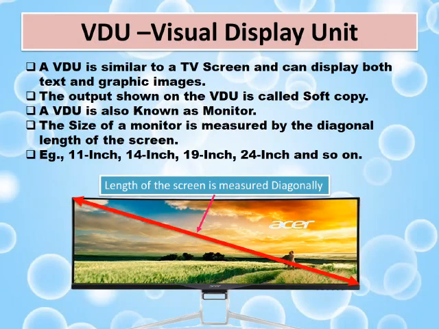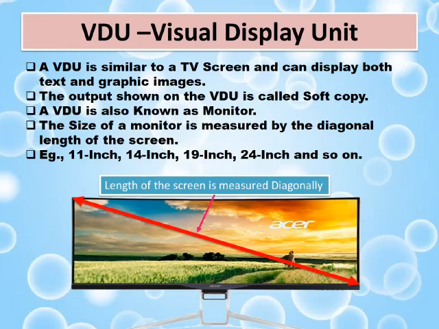Now let's know about the visual display unit, VDU. It is an output device. We all know that now. A visual display unit, VDU, is similar to a TV screen and can display both text and graphic images. Whatever we are typing, whatever we are drawing, or any picture we have, all of it will be shown in the visual display unit, that is our monitor. The output shown on the video is called soft copy, because we can just touch the screen but we cannot take out what is on the screen, right? We can only see that information on the screen, so that is called soft copy.